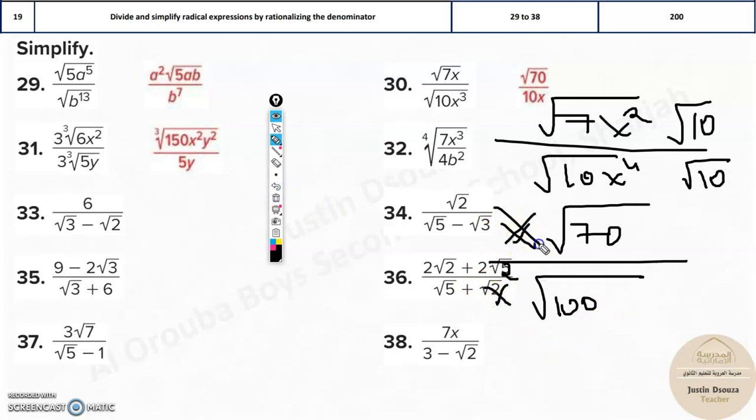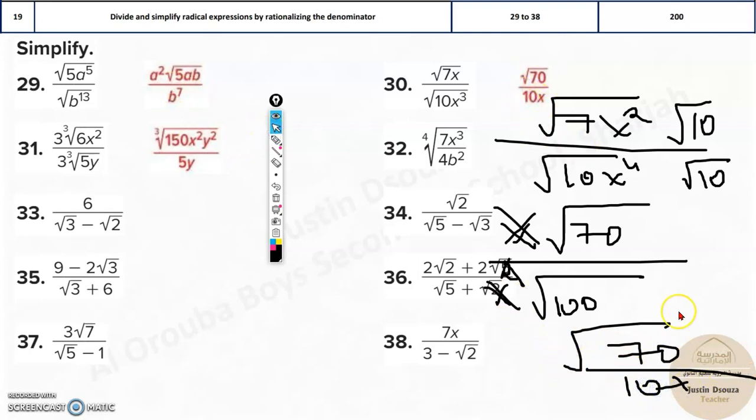Now you can cancel this x with this square. This is gone, and this will be 10. So it will be root 70 by 10. Only one x remains. It's x. It should be root 70 by 10. Yes, that's the correct answer. I hope this is clear.